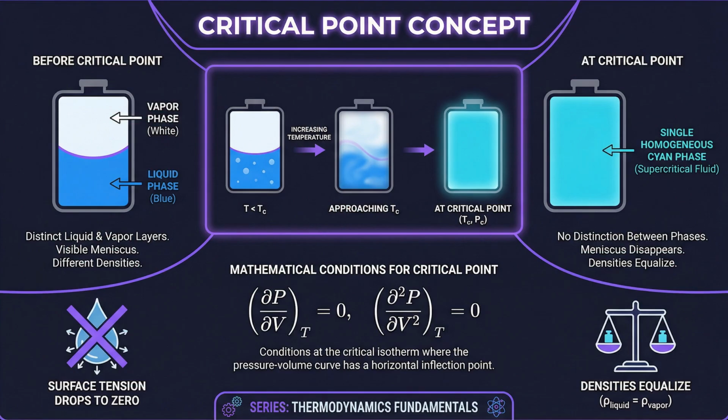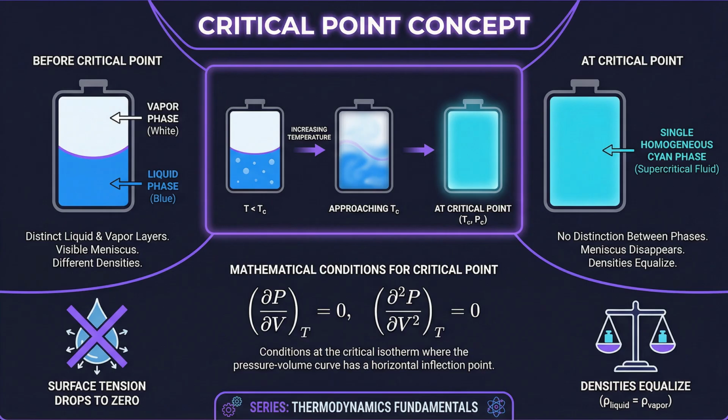Let's understand the critical point more deeply. Imagine heating a sealed container of liquid. As temperature rises, the liquid expands and becomes less dense, while the vapor above it becomes denser. Eventually, you reach a temperature where the densities of liquid and vapor become identical. At this point, the meniscus, that visible boundary between liquid and gas, simply vanishes. The two phases merge into a single, homogeneous supercritical phase.